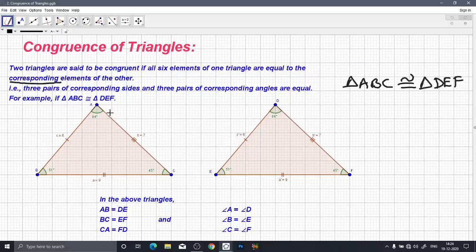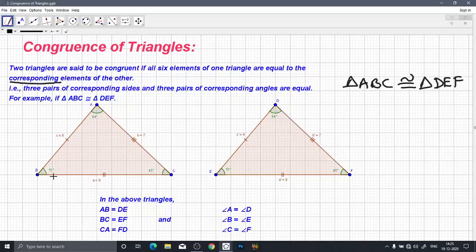And also you have to remember that you have to follow the order. If you are starting from this vertex to read the name of this line segment, you should follow in this triangle also. You should start from this vertex only. So AB is corresponding to DE. You should not say that AB is corresponding to ED, because starting from this vertex, you should start here also from this vertex. So AB is corresponding to DE.